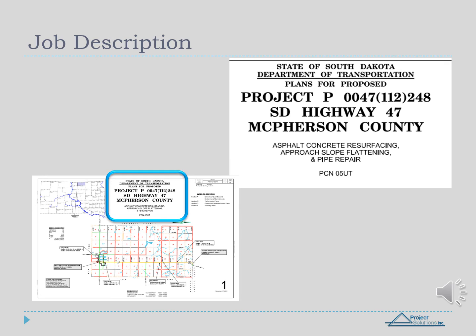You can see that it has a job number that is associated with the project. It lists who the project is for, and in this case, the South Dakota DOT. Below is a brief description of what the job will be. Here, there will be a concrete resurfacing and pipe repair on Highway 47 in McPherson County. In addition to the name and job number, we are given a location description. The last bit of information is a description of the type of work being requested.